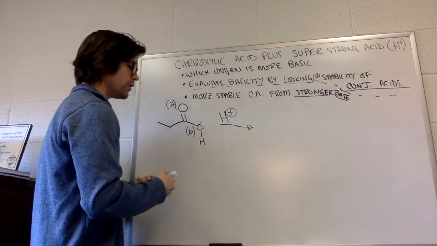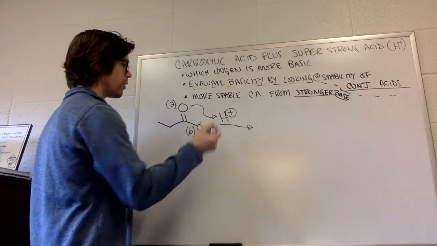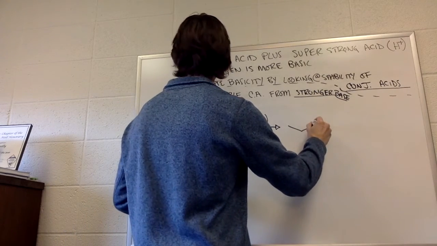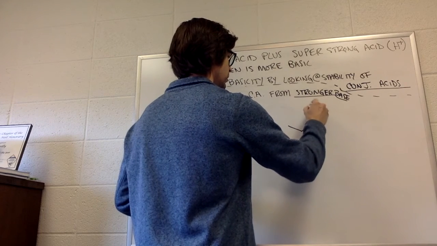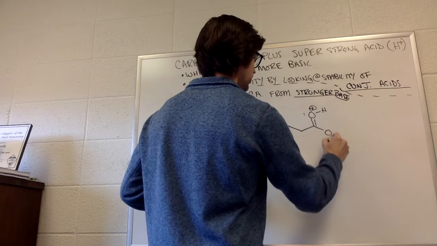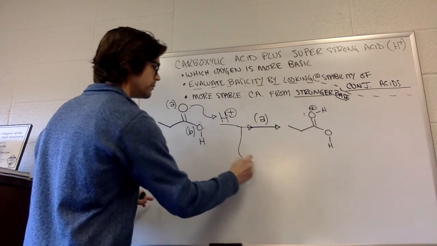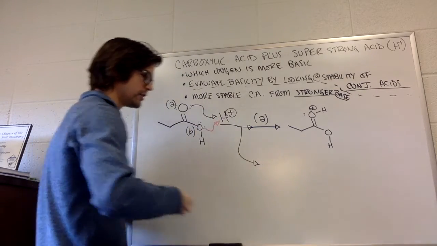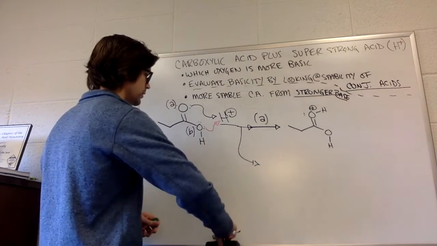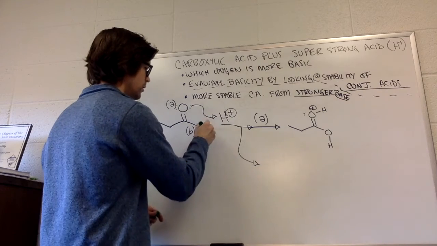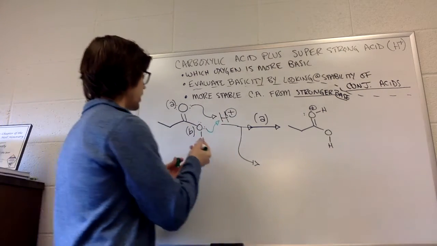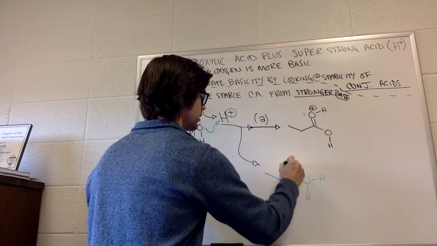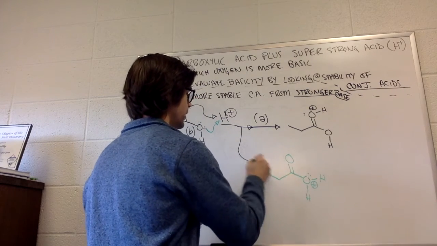So if we do A, I'll do that in this marker. We would protonate that. We'll extend this and say A would provide us with this structure here. And if we protonate B, this marker kind of sucks. Maybe we'll do green. Let's see how that works out. Yeah, that's better. So if we protonate B, we would generate this structure. So that's when we protonate B.